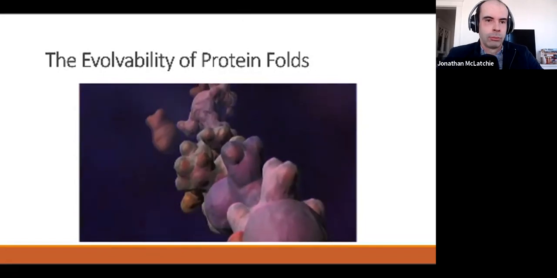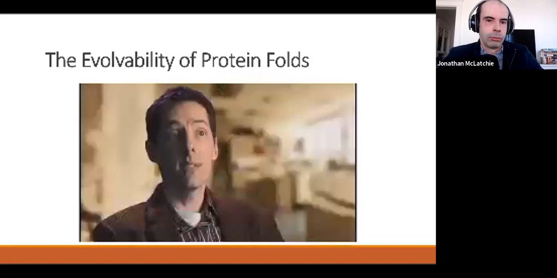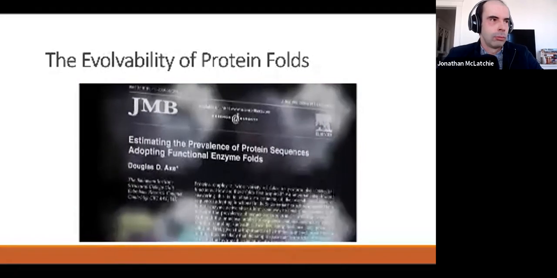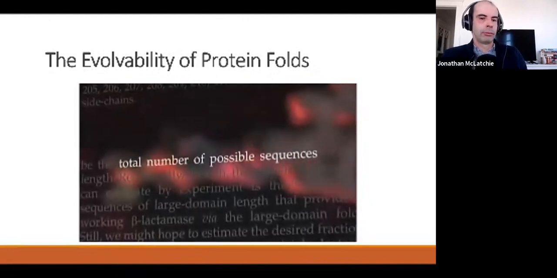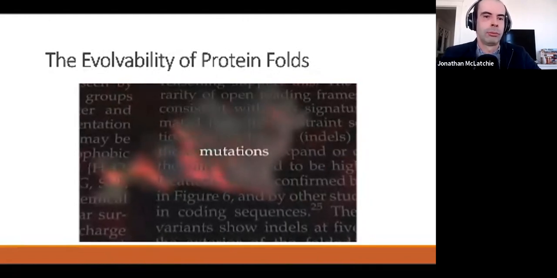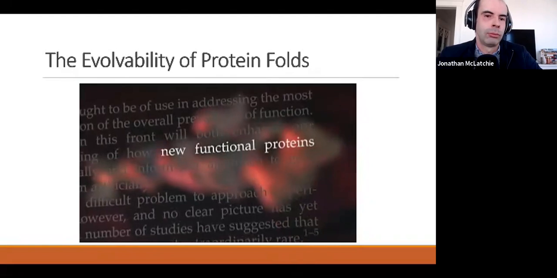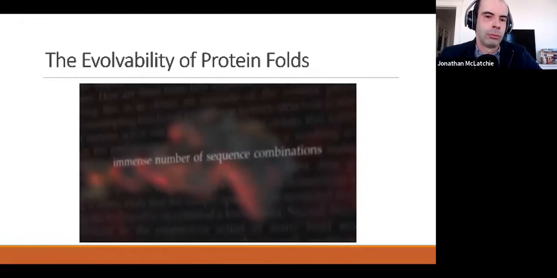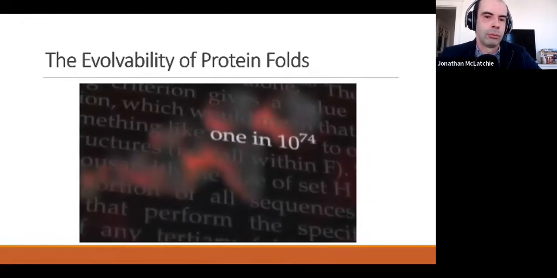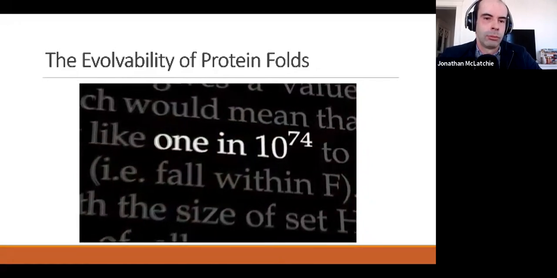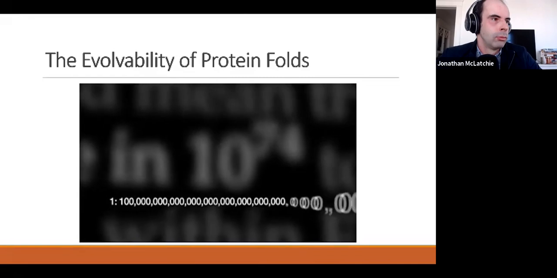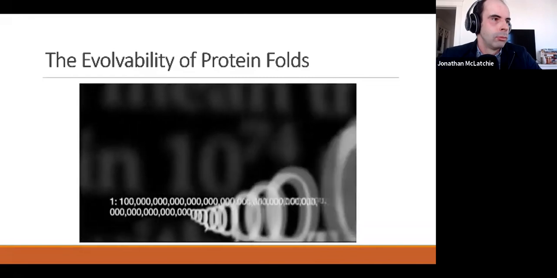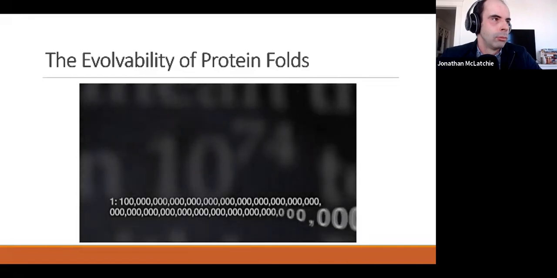how much information is required to get, say, a new protein fold, is just far beyond what you can get by random mutation and natural selection. How far beyond? Axe published his findings in the Journal of Molecular Biology. He determined that among all the possible amino acid combinations, the probability of generating just one short protein by mutation is roughly 1 in 10 to the 74th power, or 1 chance in 100 trillion. Trillion.